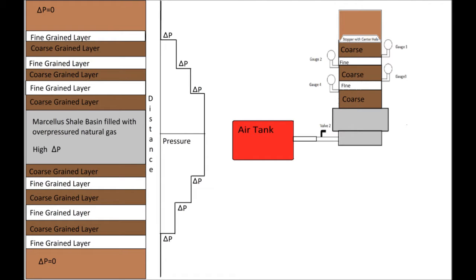In the experiment, I will simulate the conditions that retain gas in the Marcellus. An air pressure tank represents the overpressured gas in the Marcellus. The fine layers, interspaced with coarse layers in the column, represent the strata surrounding the Marcellus. The column is first filled with water, and then gas is introduced until bubbles pop through the top of the column. The flow of gas is then stopped. Gauges will show that the pressure drop at each fine layer is maintained steadily over time.